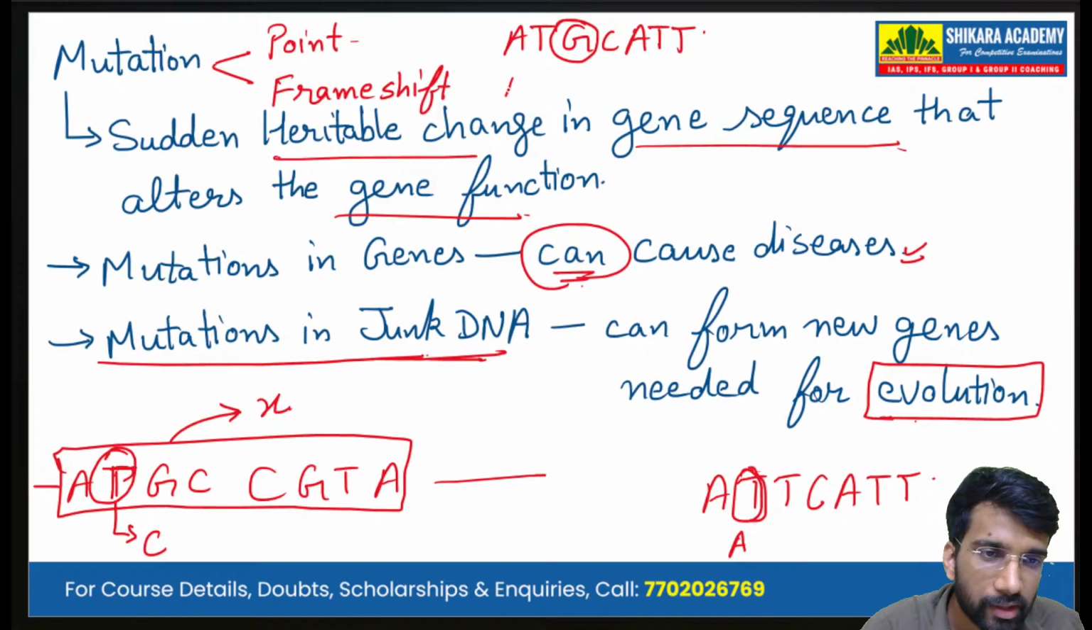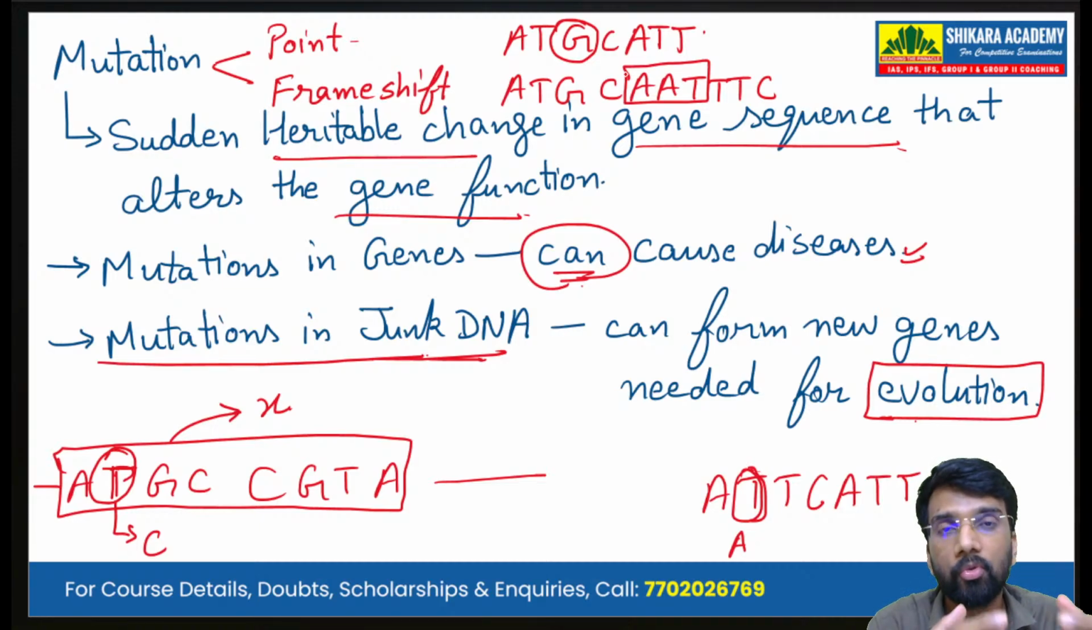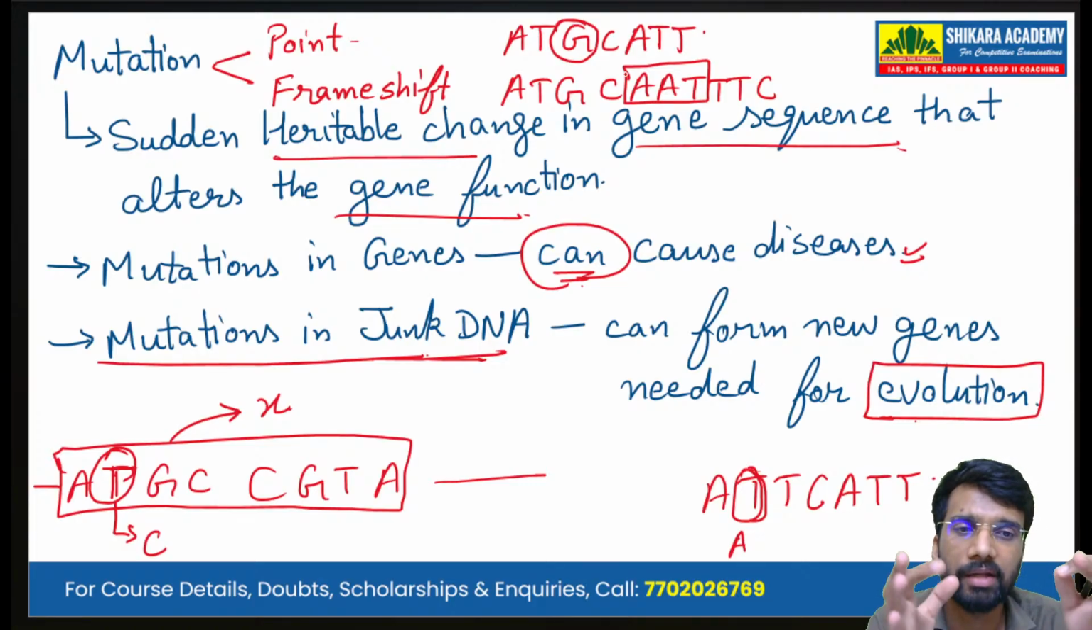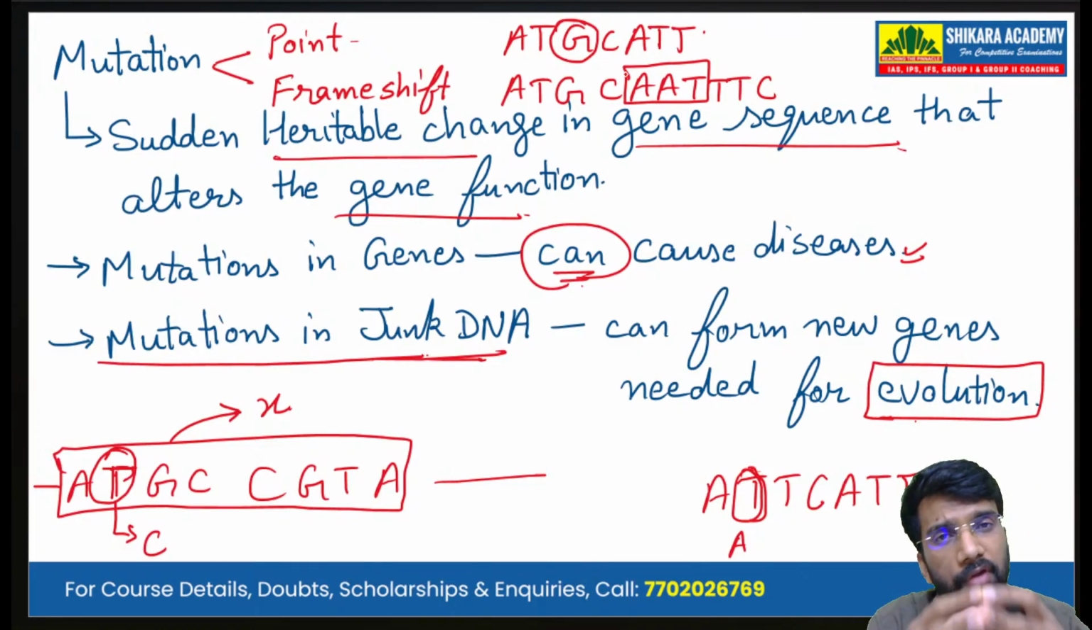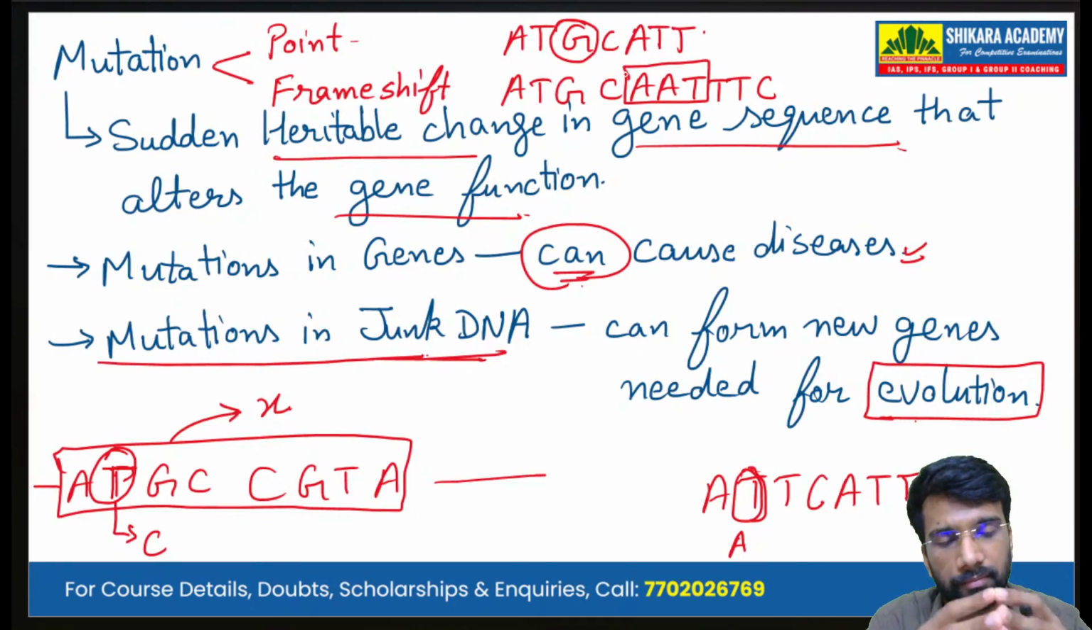Now, if we insert three or more nucleotides in here, we say that the framework of this entire sequence has shifted, and that is the frame shift mutation. Frame shift mutation can also occur when there is deletion. If we are deleting three or more nucleotides, then also we can get the frame shift mutation.